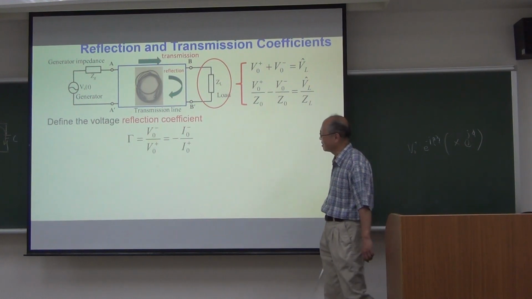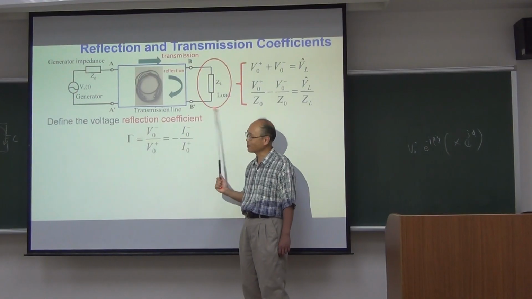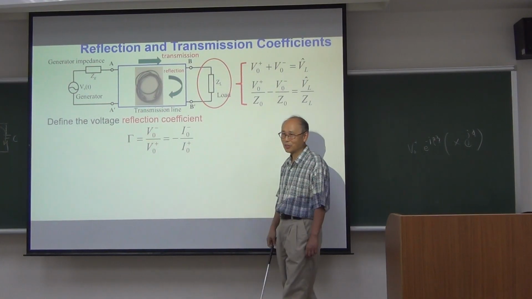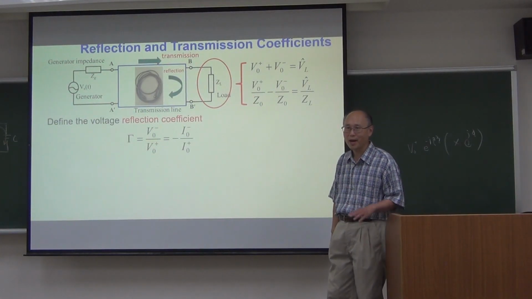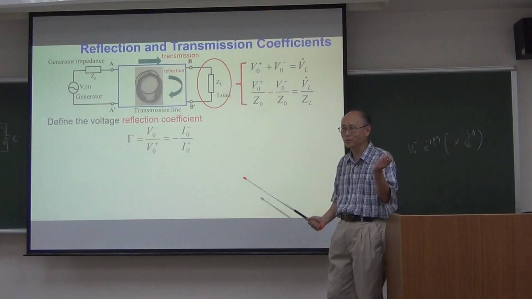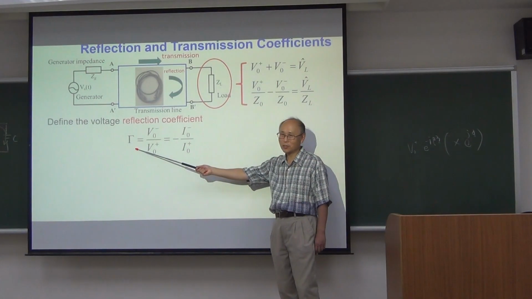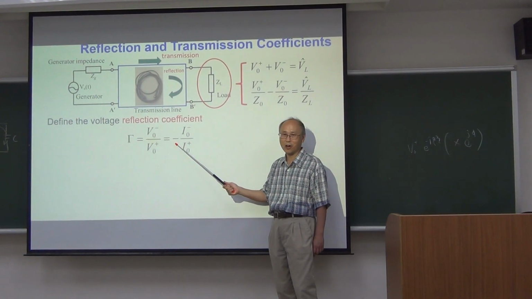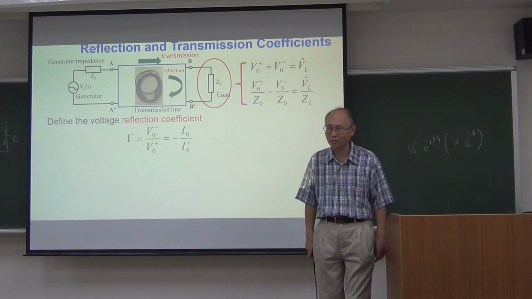To simplify, we define gamma to be the voltage reflection coefficient. And it turned out that, because the definitions of the characteristic impedance differ by a minus sign when you do the calculation for the backward signal, the voltage reflection coefficient is just 180 degrees out of phase with respect to the current reflection coefficient.